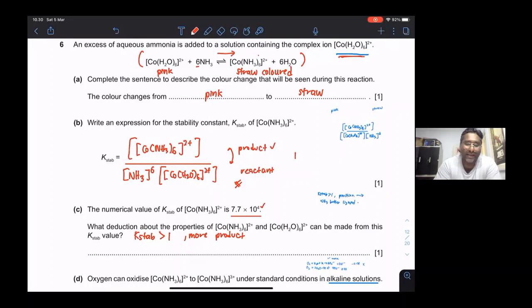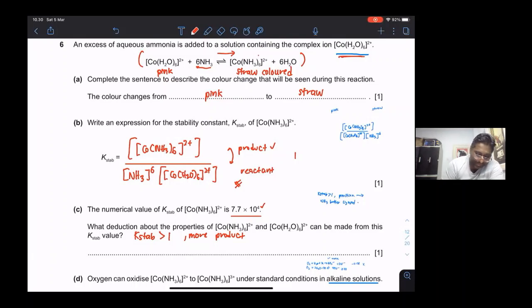So let's talk about when they say properties. Let's focus more on the stability, because there is more information that you can get. Because if it is going to the right, we can say that the ligand ammonia is a better ligand than water. The exchange of ligand will happen and so on.